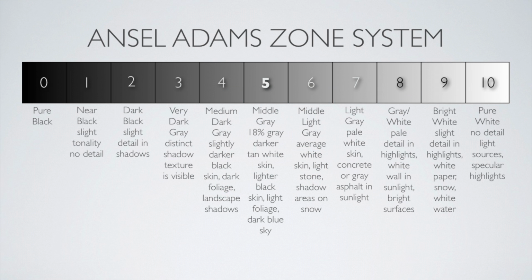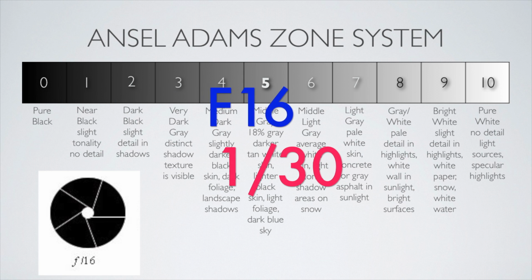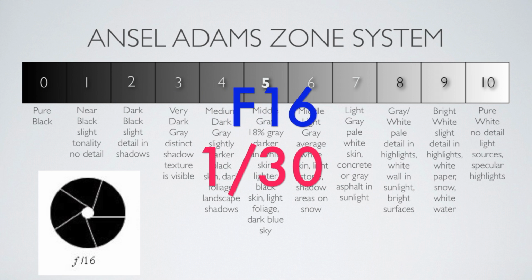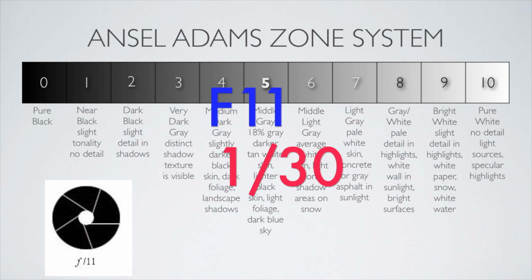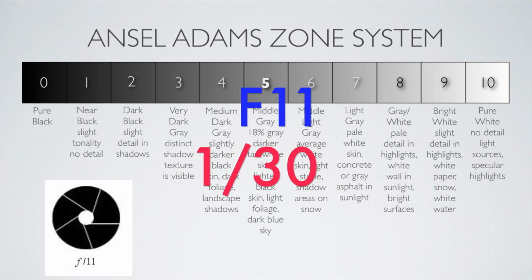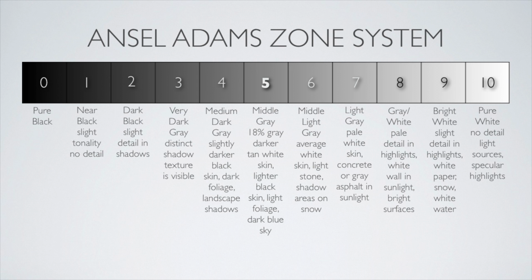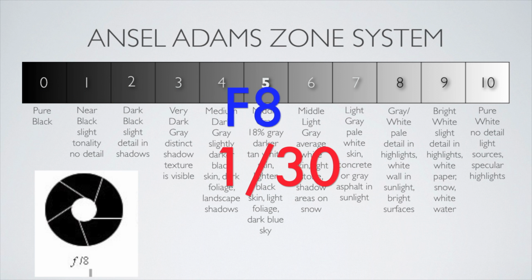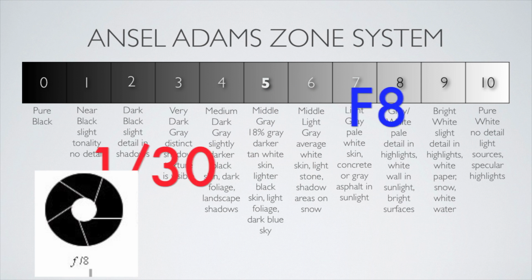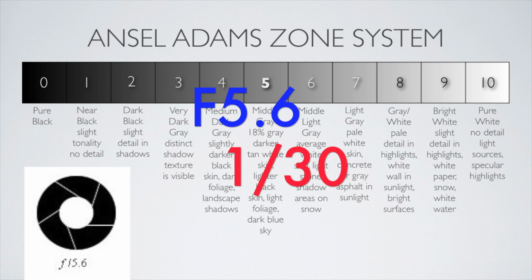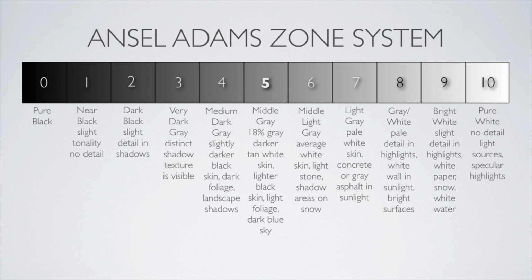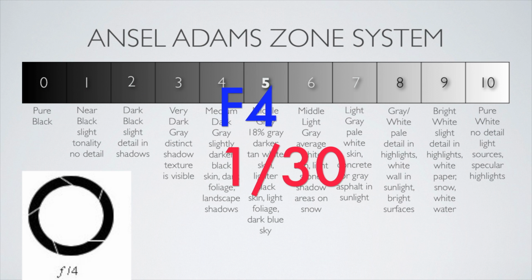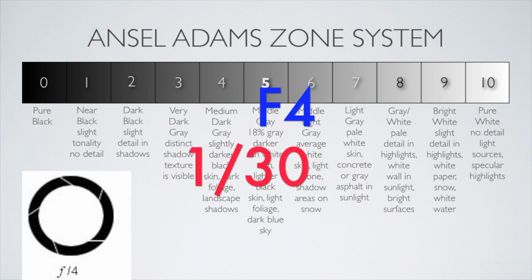Zone 3 was an f-stop of 16 at a shutter speed of 1/30. Zone 4 was equal to an f-stop of 11 at a shutter speed of 1/30. Zone 5 was an f-stop of 8 at a shutter speed of 1/30. Zone 6 was an f-stop of 5.6 at a shutter speed of 1/30. Zone 7, an f-stop of 4 at a shutter speed of 1/30.